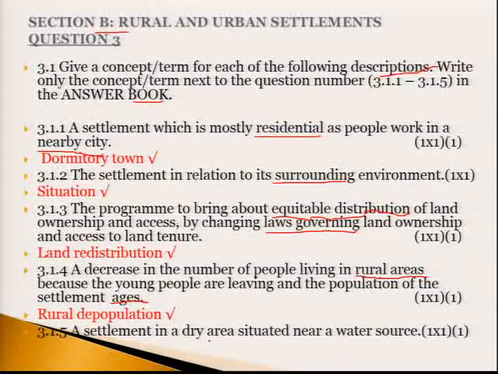Then number 5, colleagues, you must check this one also. It was not correct in the memo. A settlement in a dry area situated near a what? Near a water source. It means these people are gathering around a water source, it cannot be a dry point. That's why I highlighted it in green, it's a wet point settlement.